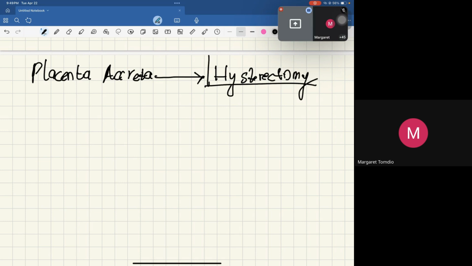If the NBMEs or the USMLEs give you a question that there was a delivery of a baby to a female, and after the delivery a lot of bleeding was occurring, and we tried to stop the bleeding, but the bleeding did not stop, then they will tell you in the question that the placenta still hasn't been delivered, because within 30 minutes of delivery the placenta has to be delivered. So if they say that after 1 hour of delivery the placenta still hasn't been delivered, what is the most likely diagnosis? The most likely diagnosis would be a placenta accreta.